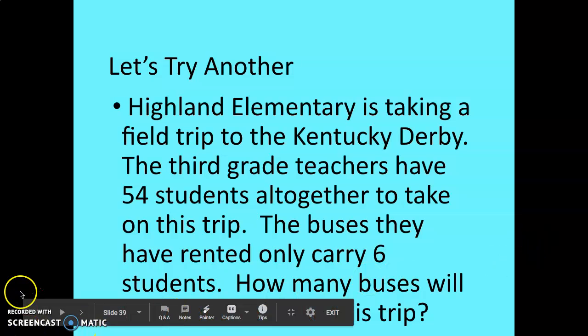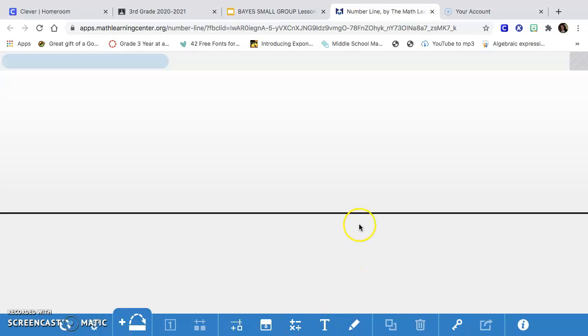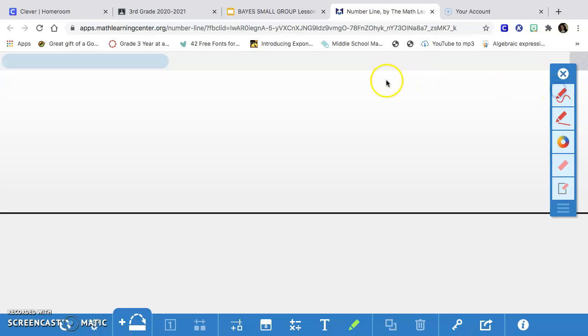So we're going to use our number line again. We're going to go over to this number line. And I already know that we have 54 students.